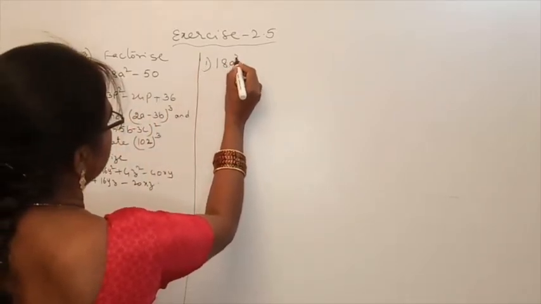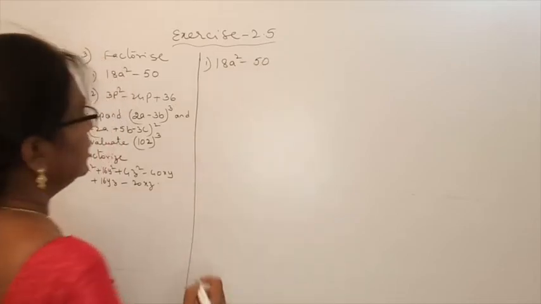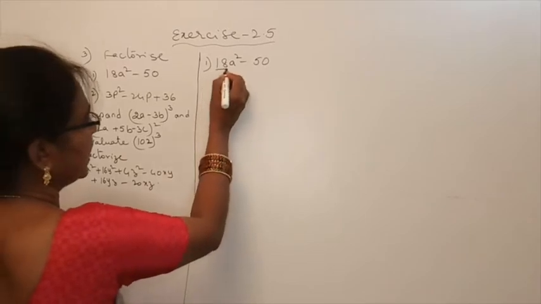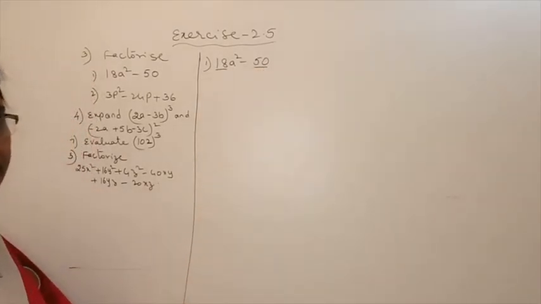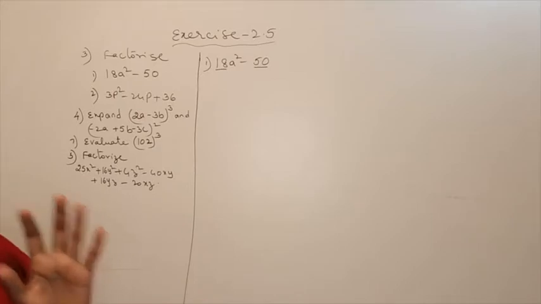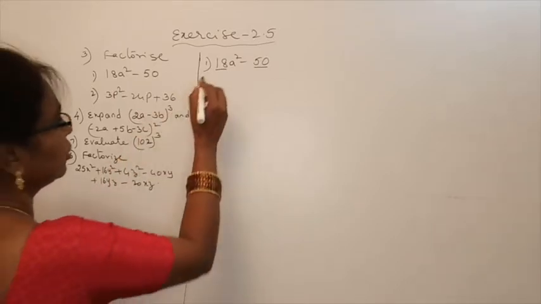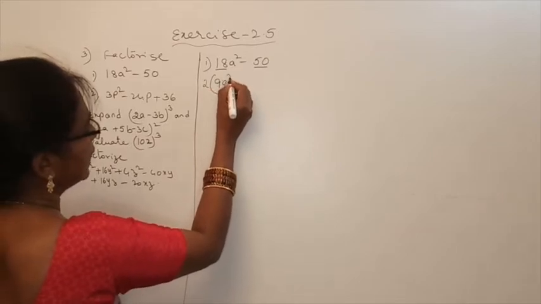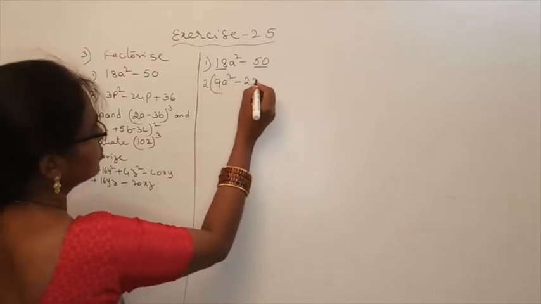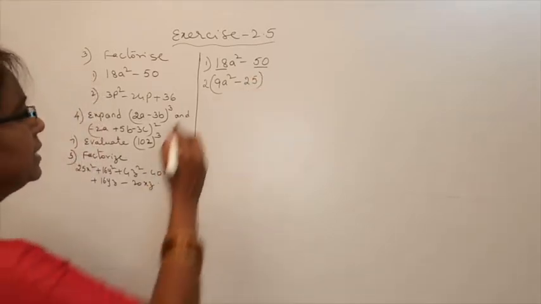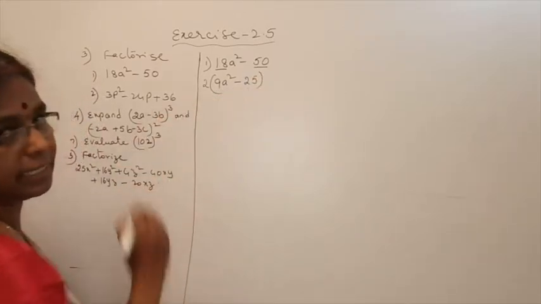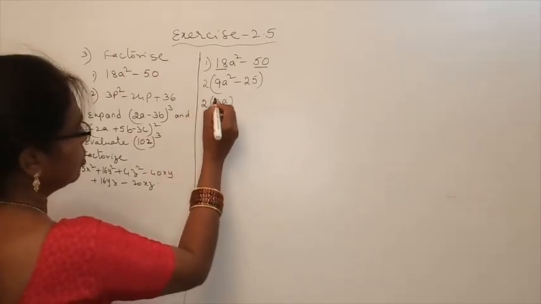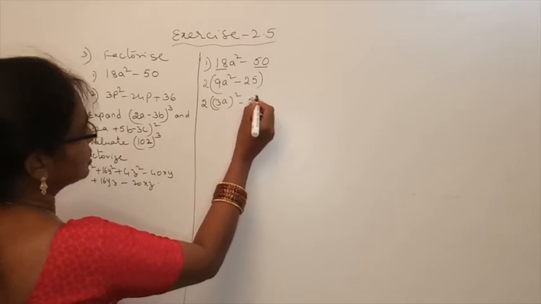What is the first question? 18a square minus 50. This is in the form of a square minus b square, but it is not a perfect square. 18 and 50 are not perfect square numbers. Then first we have to think whether we can take any common factor. Yes, we can take 2 common. 2 times how many times goes? 9 times. And in 50, 25 times. Now we can write this in the form of a square minus b square. Now how to write? 2 into 3a whole square minus 5 square.